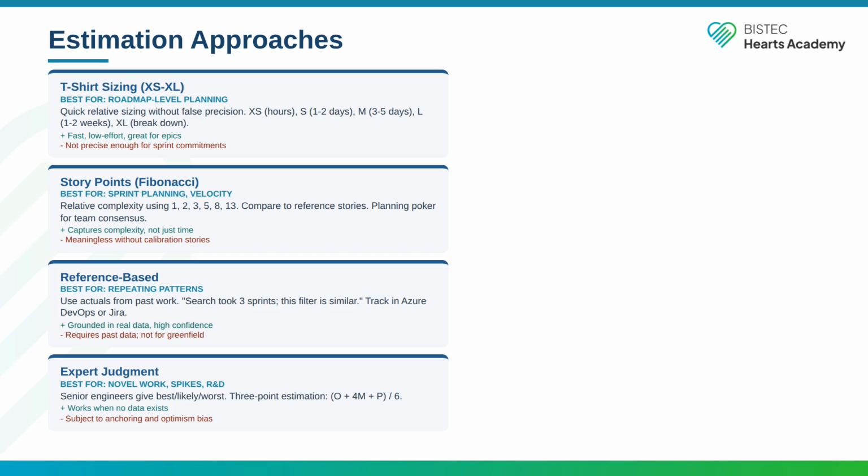Take the optimistic estimate plus 4 times the most likely estimate plus the pessimistic estimate, all divided by 6. Use this for novel work, spikes, and research tasks where no reference data exists. Be aware of anchoring bias. The first number mentioned in a group discussion tends to pull everyone's estimate toward it.